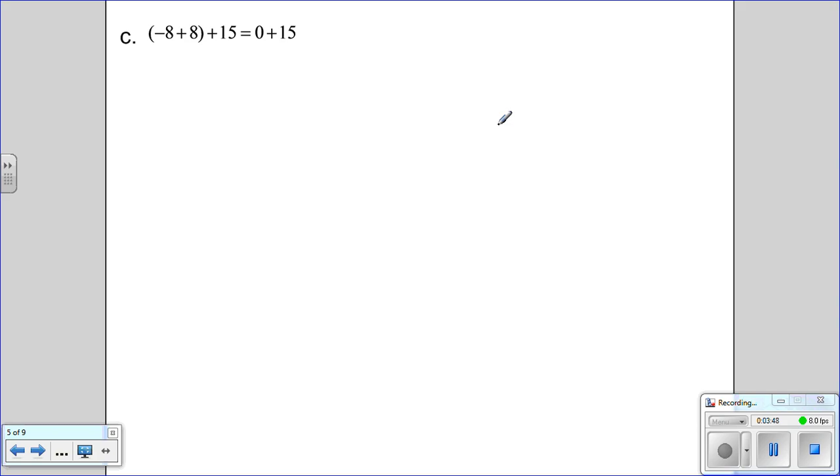Okay, and the last one here, in parentheses, negative 8 plus 8, plus 15 equals 0 plus 15. Well, what happened here is you can see that negative 8 plus 8 was evaluated, right? Negative 8 plus 8 gives you 0. That's what changed from one side to the other. We're adding opposites here, a negative and a positive number, and we get 0. That is the additive inverse property.